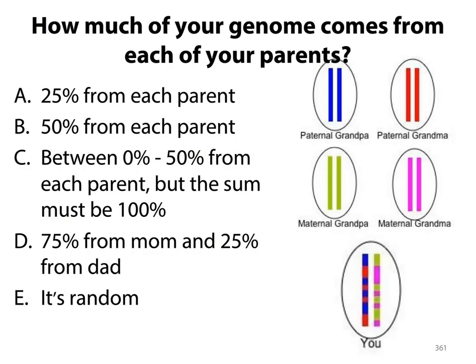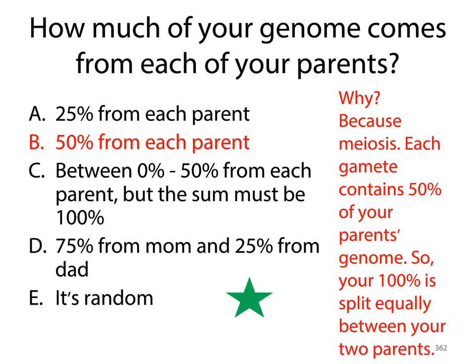All right, everyone, it's time for us to apply this again. How much of your genome comes from each of your parents? We've said this before. Keep it simple. Sorry, it's not E, by the way. Take a moment and address this question. If you guessed B, we would be doing a small happy dance in class because that's the correct answer. Remember, because of meiosis, each gamete contains 50% of your parent's genome. Therefore, it's split equally between your two parents because, again, we're diploid critters.